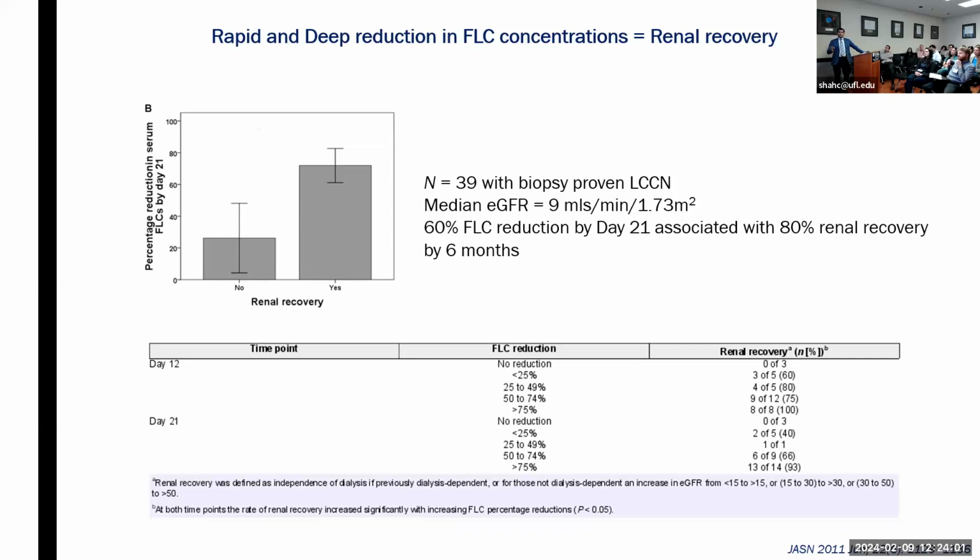This is not traditionally looked at in hematological literature. They look at overall survival and myeloma response at 3 months and 6 months. But from the nephrology standpoint, it is important to achieve the reduction faster and a deeper response by day 21 or even by day 12. Why am I discussing this?